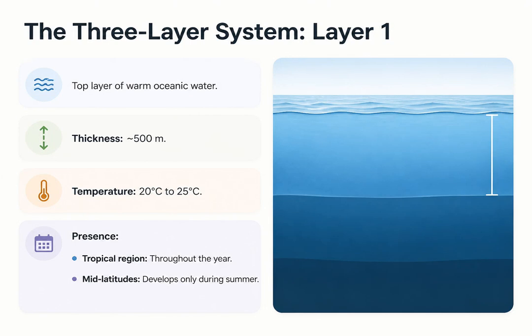In middle and low latitudes, the ocean's vertical temperature structure is best described as a 3-layer system. The first layer is the top layer of warm oceanic water. It is roughly 500 meters thick, with comfortable temperatures ranging between 20 and 25 degrees Celsius. In tropical regions near the equator, this warm layer is present all year round. However, in the mid-latitudes, it only develops during the warmer summer months.